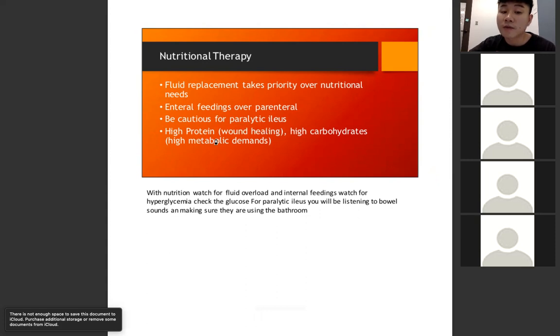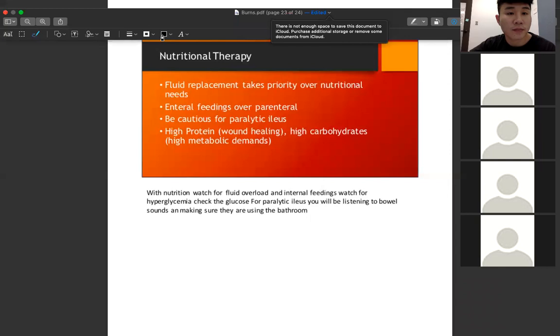So that's why we need to be cautious with a patient with paralytic ileus. We will give them a diet full of high protein to promote wound healing, and high carbohydrate to meet the high metabolic demands. With nutrients, watch for fluid overload, and with enteral feedings, watch for hyperglycemia, so check glucose. And for paralytic ileus, you will be listening to bowel sounds and making sure they are using the bathroom.